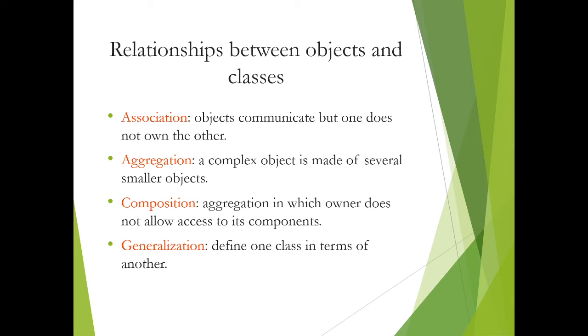This is the relationship between objects and also classes. An association is a set of objects that communicate with each other, but one does not own the other. An aggregation is an object which has smaller objects inside it, so it is a complex object. It uses several smaller objects to do its work. A composition is like an aggregation, but the outside world cannot get access to the smaller objects inside of it. And generalization is a relationship between classes, so we can define one class in terms of another.